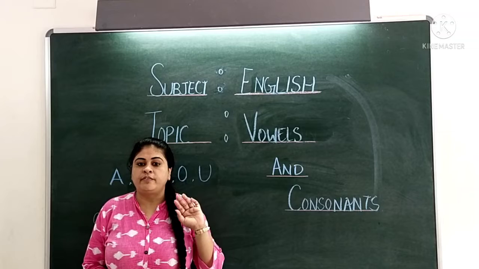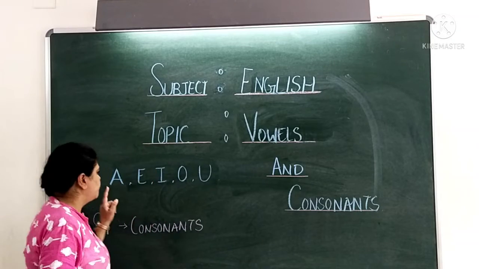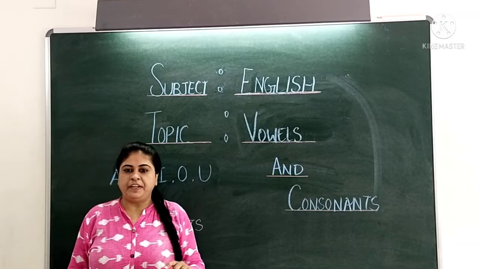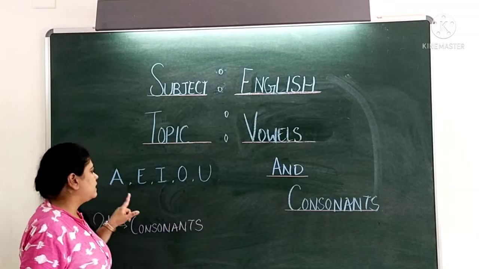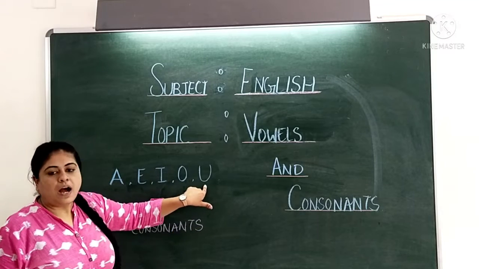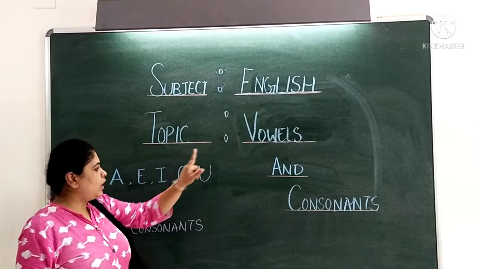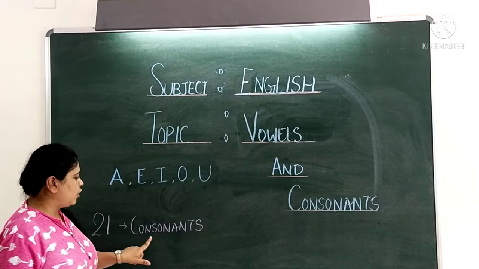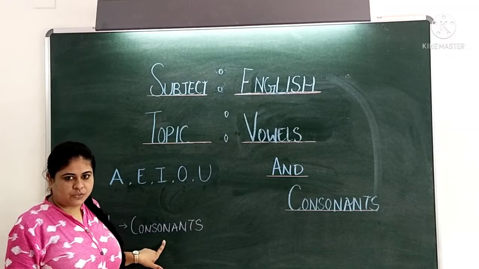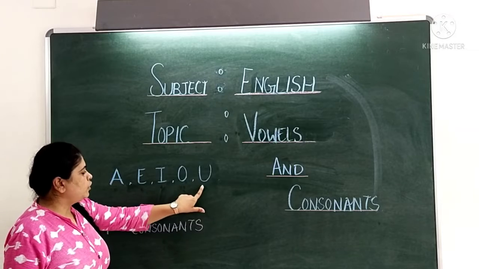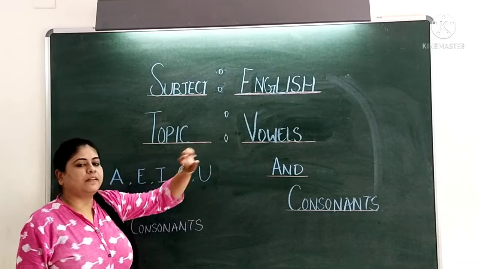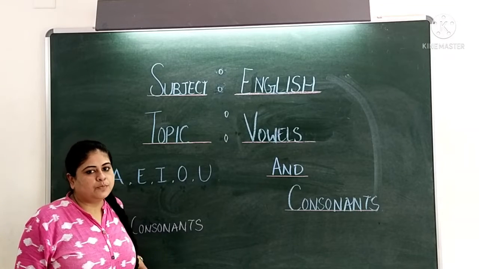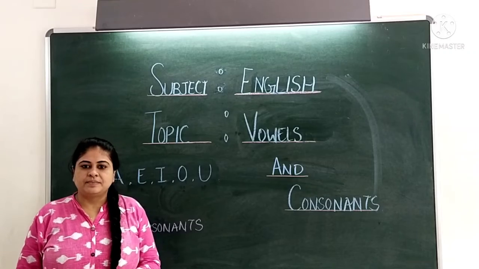Out of which 5 letters? Which 5 letters? A, E, I, O, U. I repeat, out of the 26 letters, 5 letters, that is A, E, I, O, U, are called vowels. What are they called? Vowels. And the remaining 21 letters are called consonants. Now, we will open our textbook and do our next exercise.